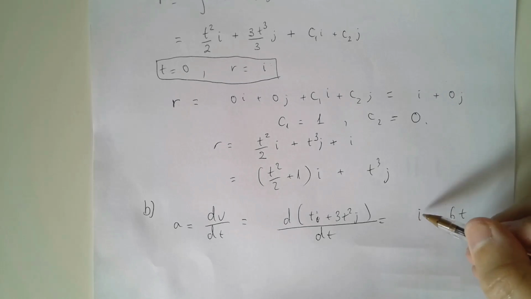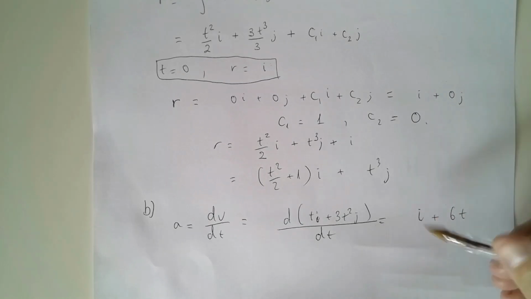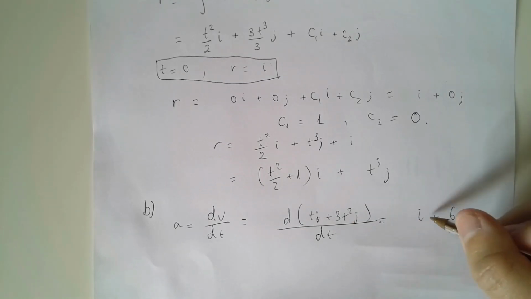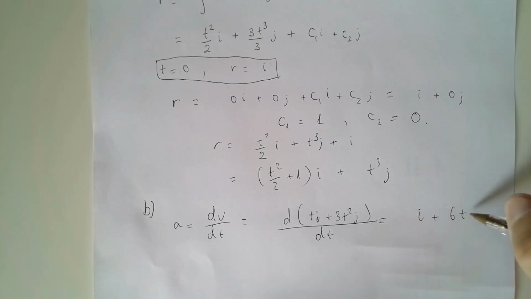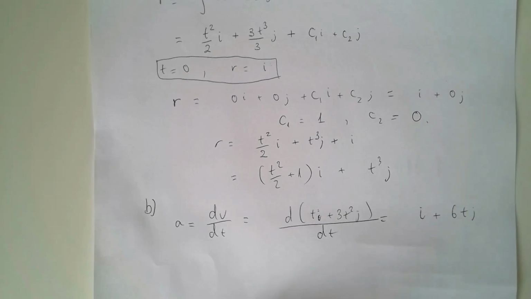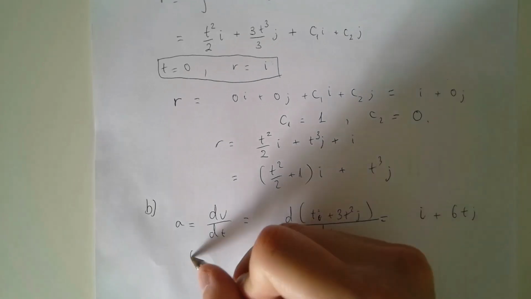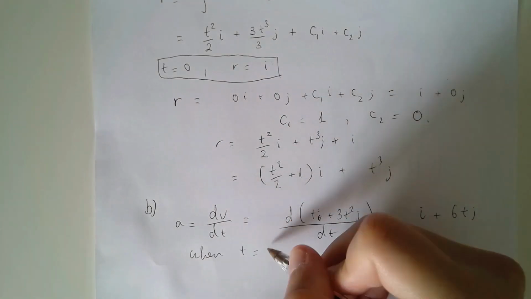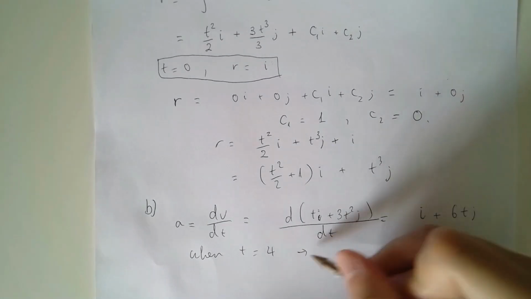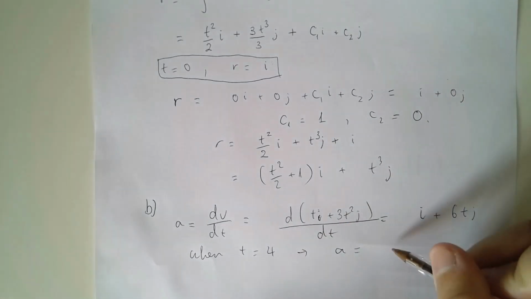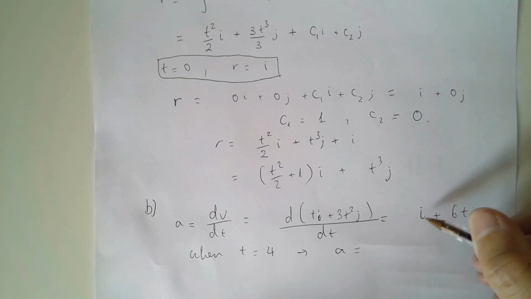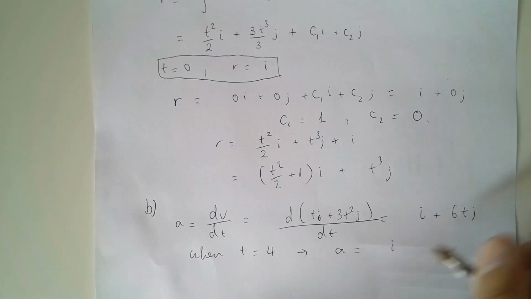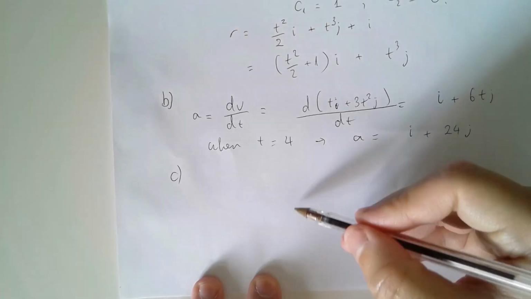Because the derivative of t equals 1 and the derivative of 3t squared equals 6t, make sure you do not forget i and j here. Okay. Now after that, when t equals 4, I'm going to carry on. Therefore a equals, there's no value of t here, so it's still i, plus 24j, and that's done.